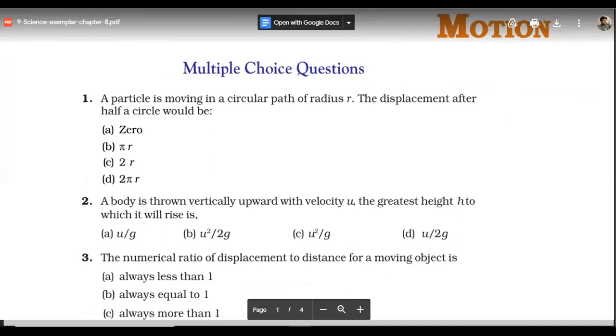A particle is moving in a circular motion of radius r. The displacement after half of a circle would be? Tell me, what should be the answer of this question? A particle is moving in a circular path of radius r.